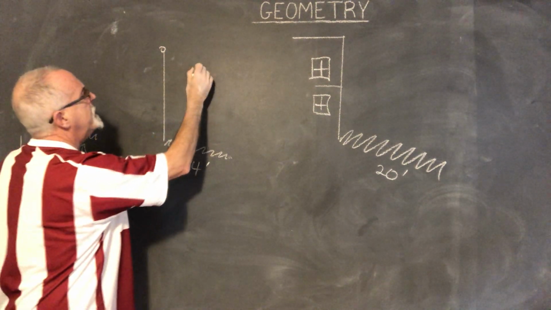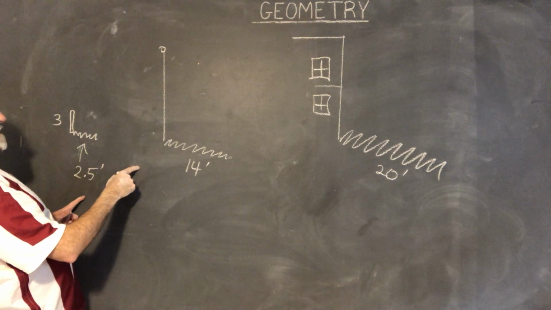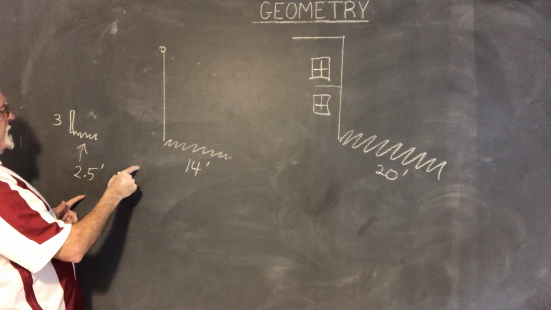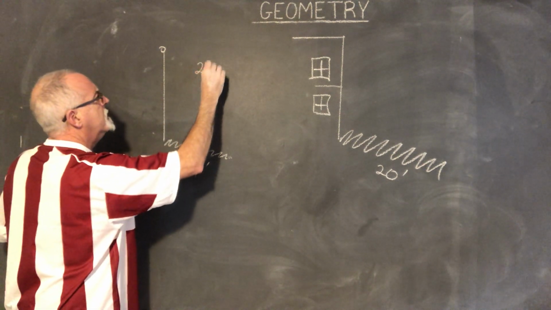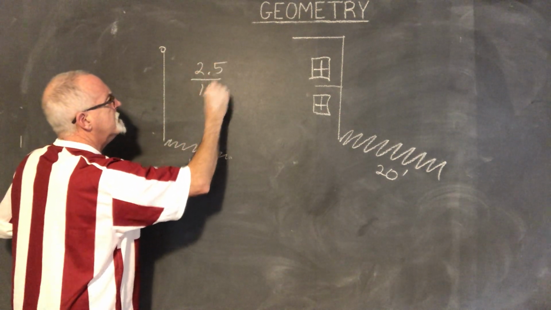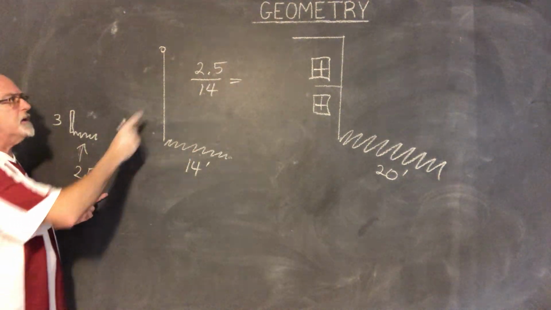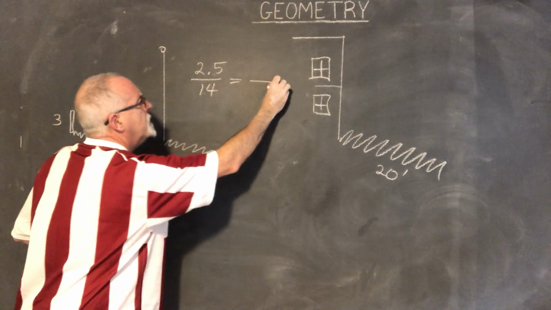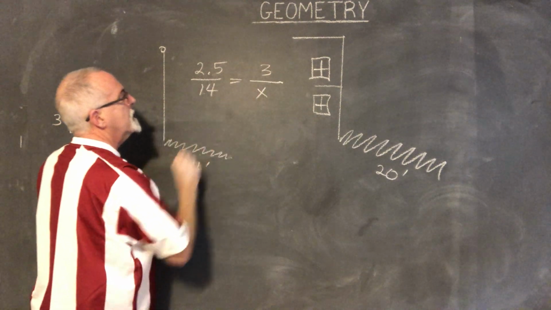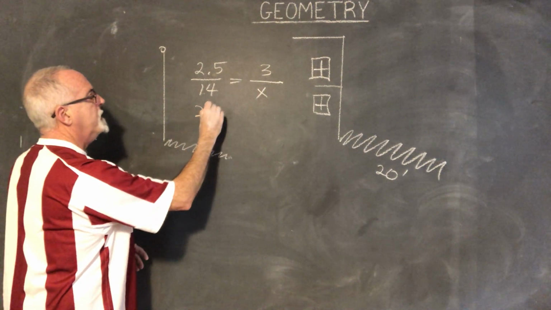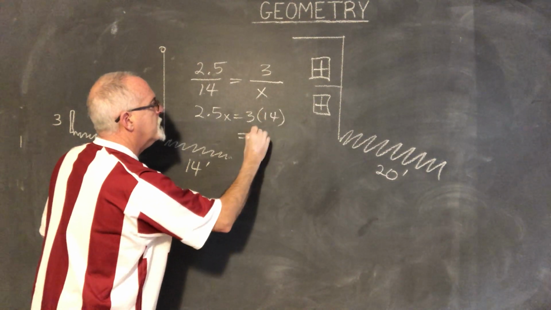Okay, so over here, the scale factor will be 2.5 over 14. I'm choosing to put the shadow of the smaller object on the top, and therefore I'm going to put the real length of the smaller object on the top. X goes in the last remaining place. This is going to work. 2.5x equals 3 times 14, which is 42.